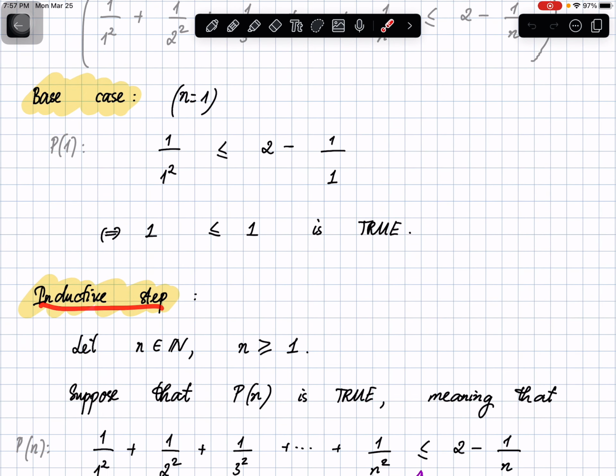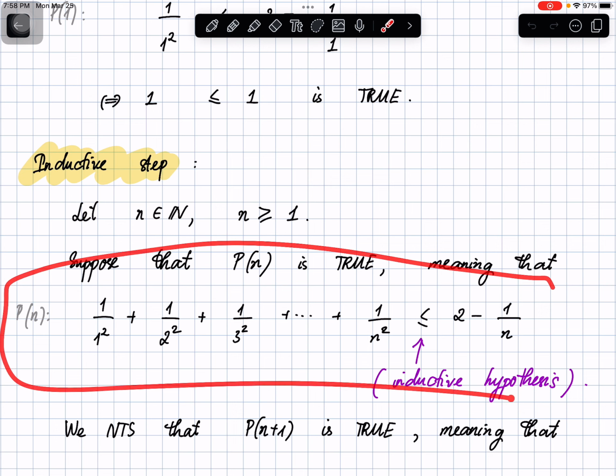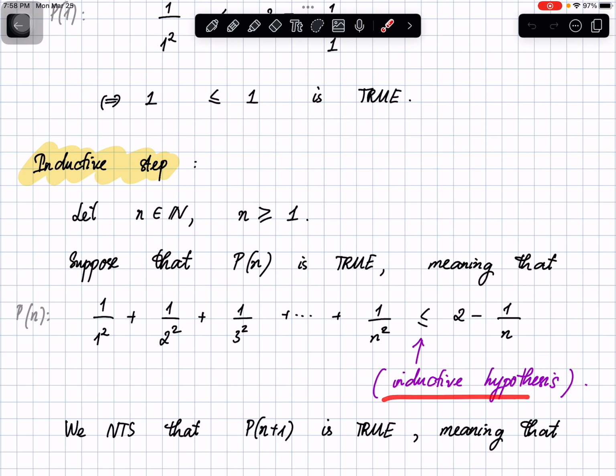Now we do the inductive step. Let n be a natural number, n at least 1. Because the case n equal to 1 we already considered, now let n be arbitrary but fixed, so thus n is at least 1. We suppose that P(n) is true, meaning that this is true. We call it the inductive hypothesis.